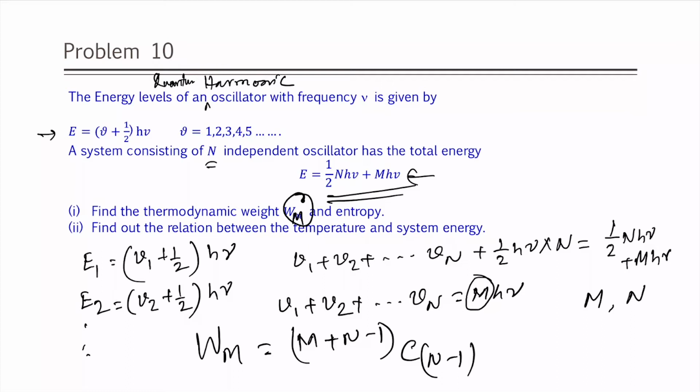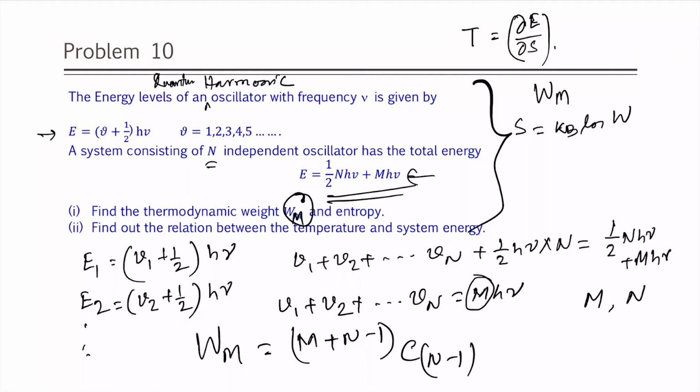Now, find out the relation between temperature and system energy. Once you get W_M, you can get S as k_B ln W, and you will learn later that we can write temperature as del E by del S at constant volume. Here there is no question about the volume, and we have the energy values also. I need some more space for that. So, what is the energy of the system?